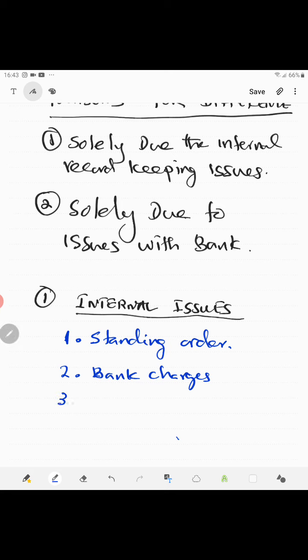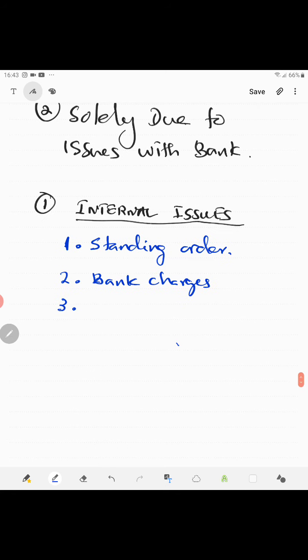Third, sometimes customers may deposit funds which are due to us, throughout the island in different bank branches or ATMs, which we will not get to know until we receive the bank statement. So this is known as direct deposits or remittance.